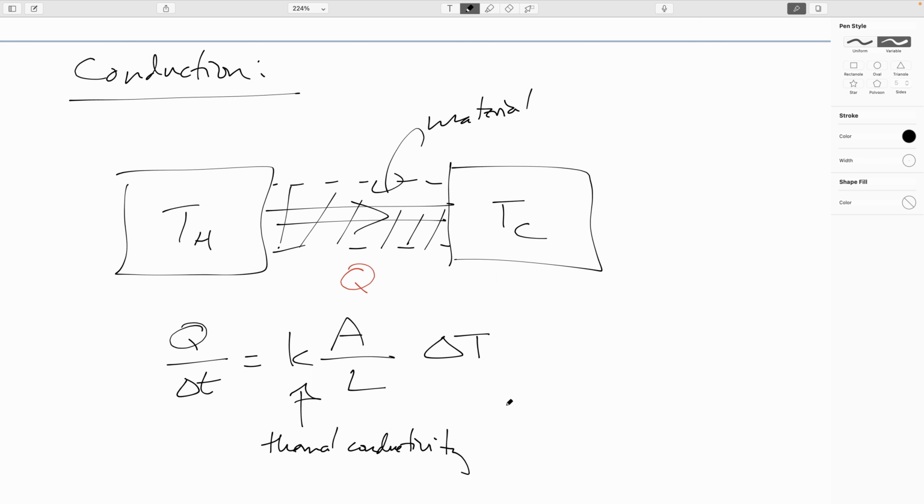And then there'll be times the difference in temperature. Now this isn't a T final, T initial. This is a T hot, T cold.